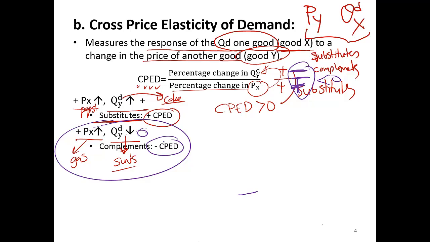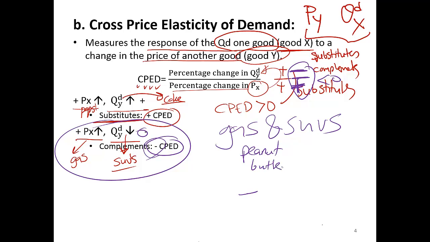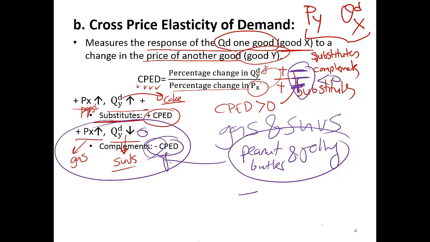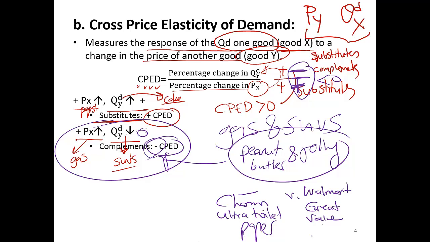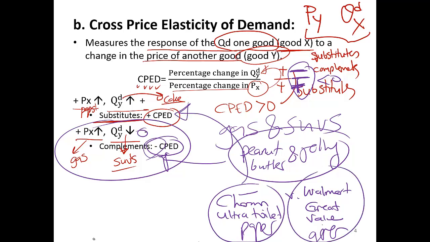For instance, let's take a look at these pairs. Gasoline and SUVs will have negative cross price elasticity of demand. Let's say peanut butter and jelly. These are complements too, so they're going to have negative cross price elasticity of demand as well. How about Charmin Ultra toilet paper, quite expensive, versus, let's talk about Walmart Great Value toilet paper. This is what's called generic. Because they are substitutes, they will have positive cross price elasticity of demand.